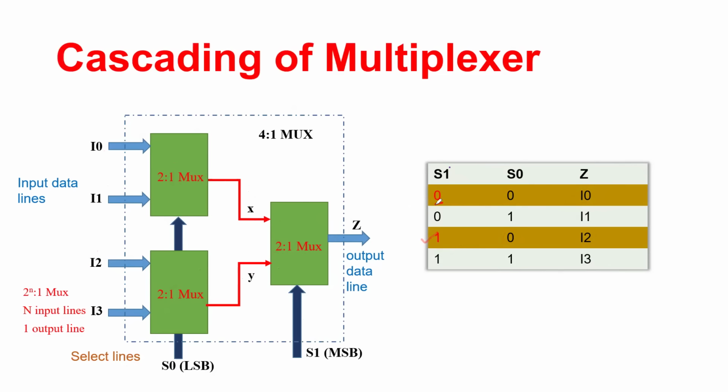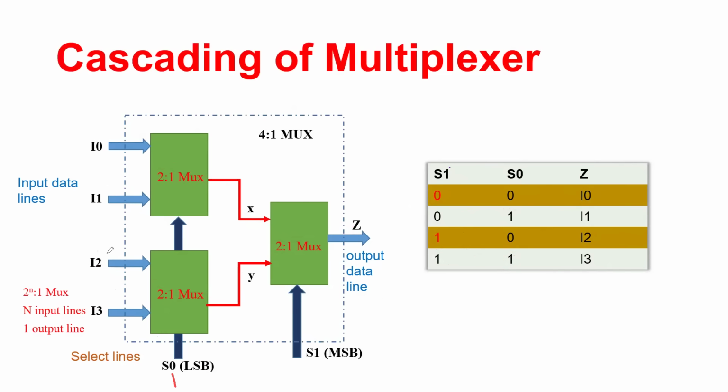So when S1 is 0, whatever is available from the input side at X gets transferred to Z. That's why I0 comes here. When S1 is 1 in the truth table and S0 is still 0, obviously I2 through Y gets connected to Z. Next case, without the shaded rows, this row and this row, S0 is 1.